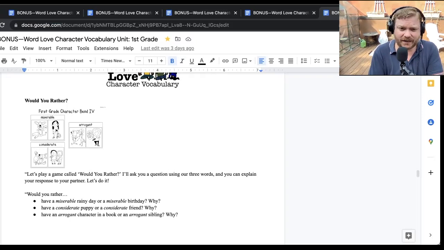Would you rather have an arrogant character in a book, or an arrogant sibling? Now, this one's maybe a little more obvious, right? Probably want an arrogant character in the book because an arrogant sibling is very real. In an arrogant character, you can close the book. But you get the idea. In the Would You Rather, the kids are choosing one side, and it might be debatable. They might say both. They might say neither. It's all good as long as they can explain why and show what the word means.